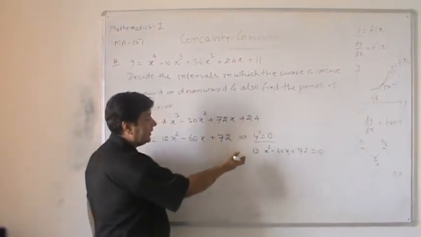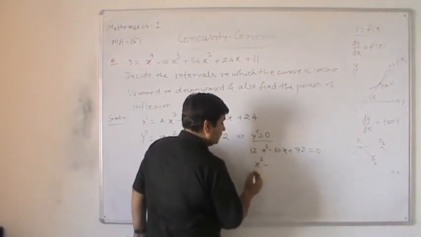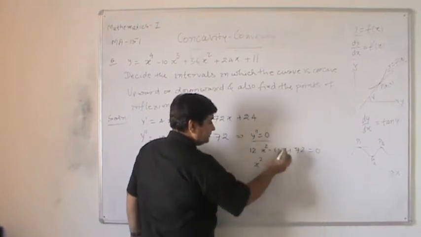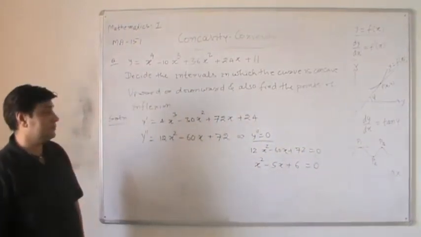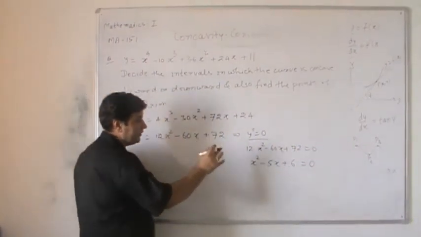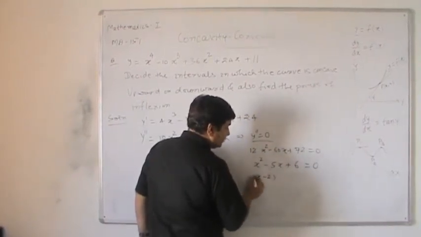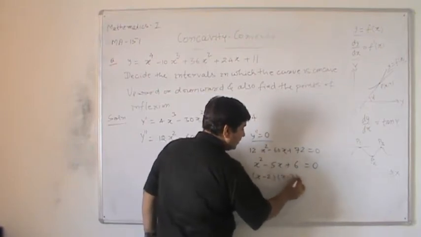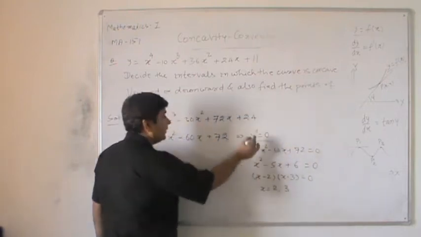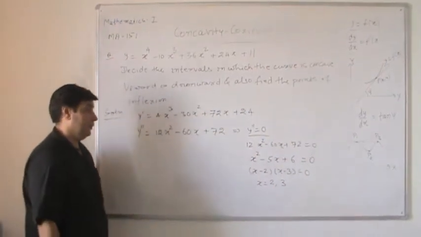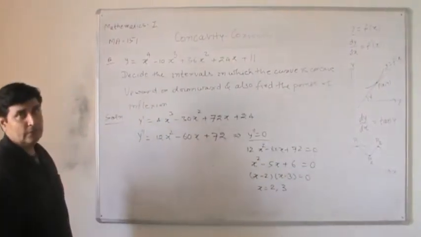From here I can divide this equation by 12 to have x square minus 5x plus 6. Now if I solve this quadratic equation, if I factorize the left hand side, I will have x minus 2, x minus 3 equal to 0. So I will get two values of x where the second derivative will be 0. So these two points may be the points of inflection.